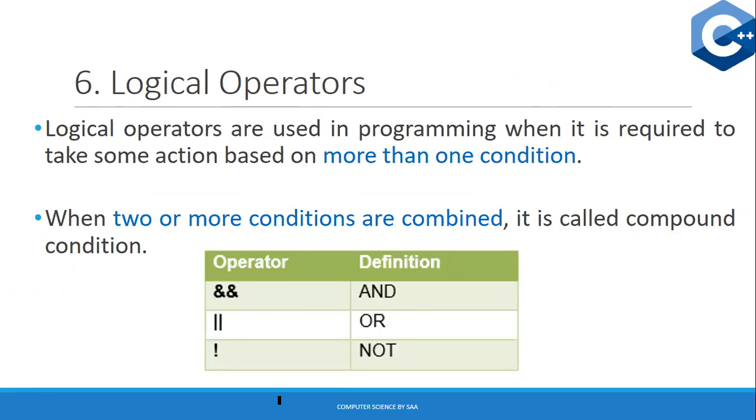The next type of operators are the logical operators. Logical operators are used in programming when we are required to take some actions based on more than one condition. We use logical operators to combine two or more conditions. There are three types of logical operators: AND operator, OR operator, and NOT operator. These are the same operators that we have studied in C language in 10th class.